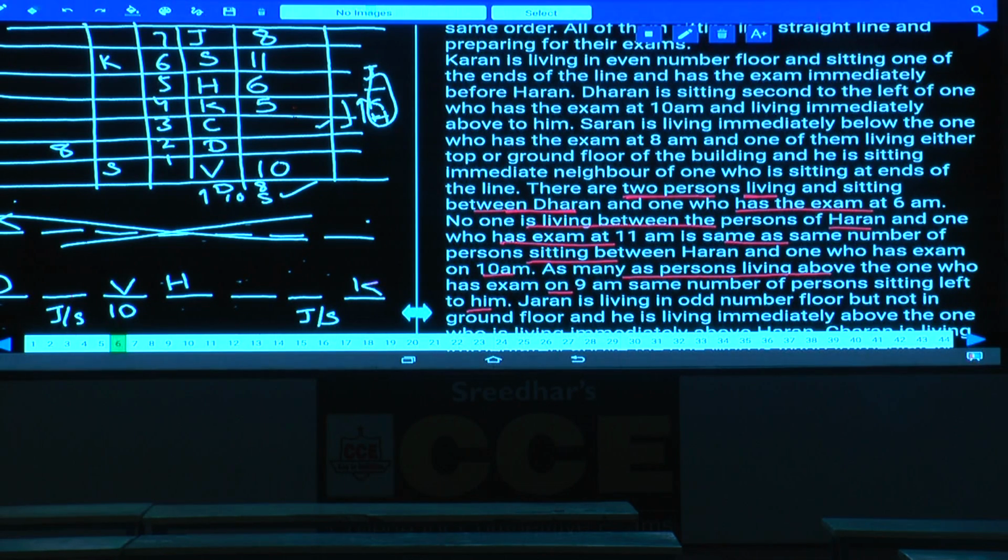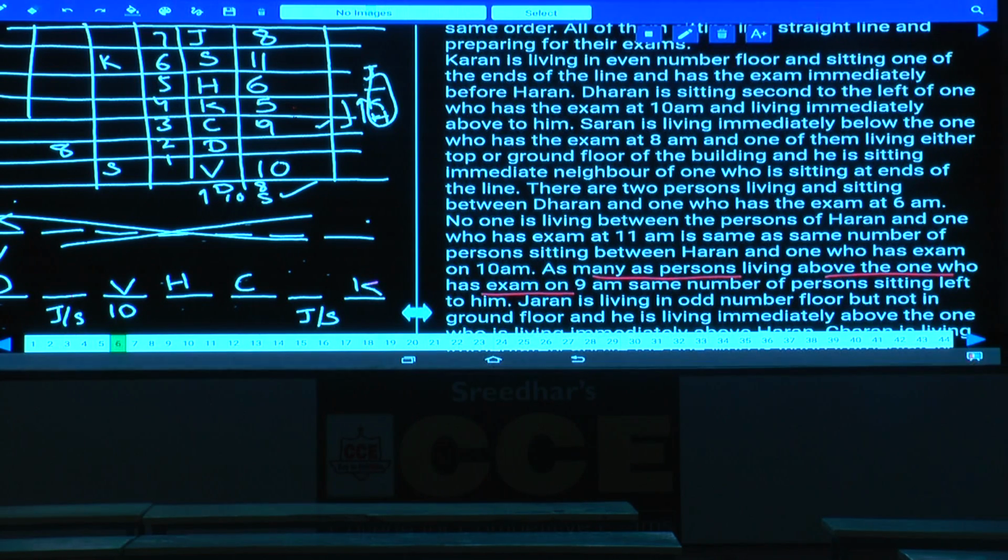Or D. Now how many persons are living above this D? There are 5 persons. But on the left hand side of D, how many persons? No persons. Hence this C must be, where should this C be? C must be here. If C is here, then how many persons are above this C? 4 persons. And 4 persons must be to the left hand side of this C. Does it follow here or not? As many persons living above the one who has exam at 9 o'clock. Now who has the exam at 9 o'clock? Tell me here.